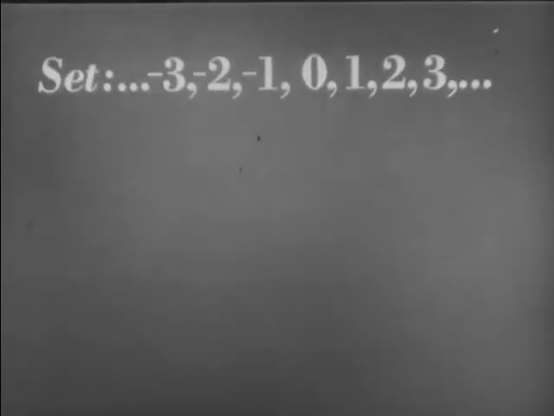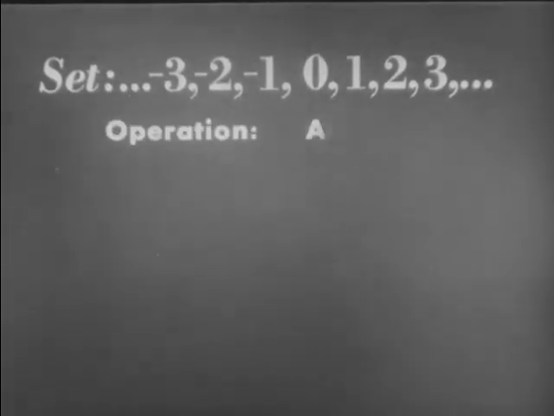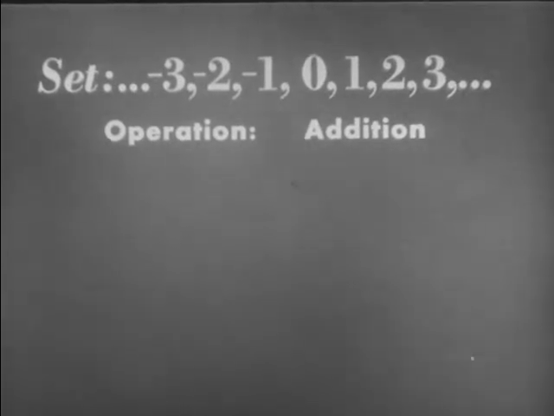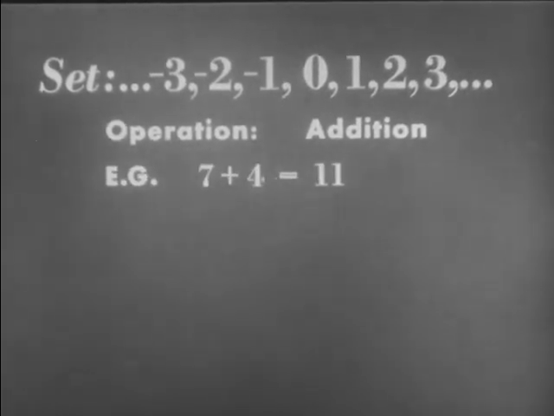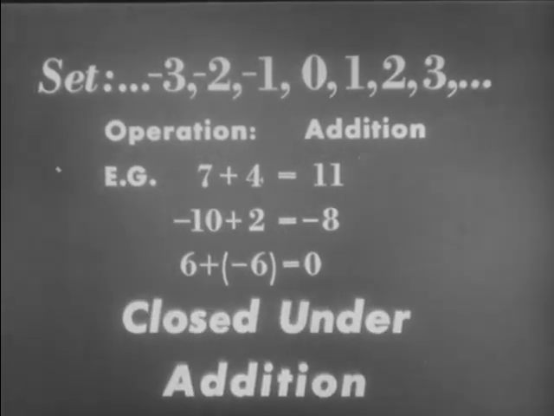Now, let's apply this concept of set to mathematics. Let's take the set of all integers, both positive and negative, and 0. Now, suppose we add any 2 elements of the set. For example, the integers 7 and 4. The result is 11, another integer. In fact, we know from experience that the result of adding any 2 elements of this set is always another element of the set. In a situation like this, we say that the set is closed under addition.